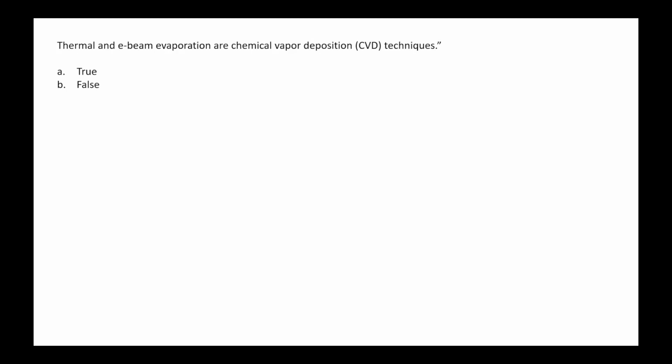Next question is, are thermal and E-beam evaporation chemical vapor deposition techniques or not? Thermal and E-beam evaporation are not chemical vapor deposition. Thermal is a thermal one, it's not a chemical one. E-beam is a light one. So both are not chemical vapor deposition.